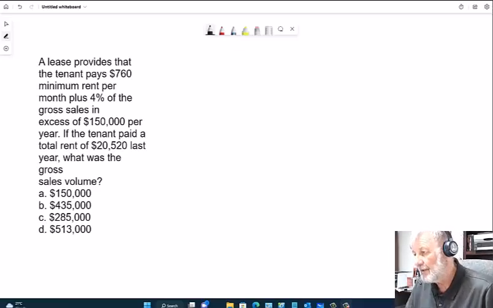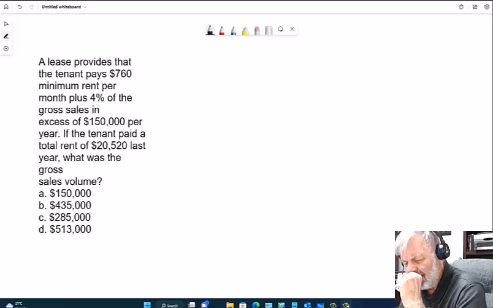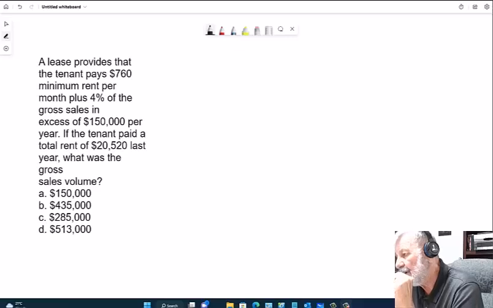This one here can be a little bit confusing because you're trying to figure out what the actual gross sales volume is. A lease provides that the tenant pays $760 minimum rent per month, plus 4% of the gross sales in excess of $150,000 per year. If the tenant paid a total rent of $20,520 last year, what is the gross sales volume? 150,000, 435,000, 285,000, or 513,000.